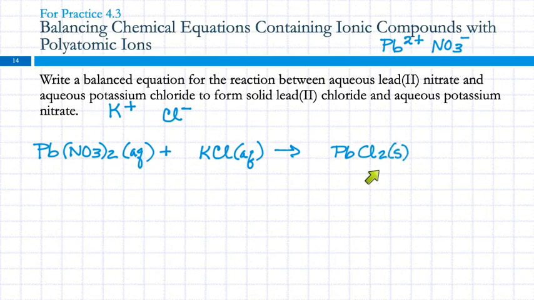I don't need a parentheses here because this is a single element. So I just have 2 chlorines. I needed the parentheses over here because this is a polyatomic ion, and I've got 2 of them. And I don't want to think I have 32 oxygens. And aqueous potassium nitrate. So potassium with nitrate is going to be KNO3. Any questions?